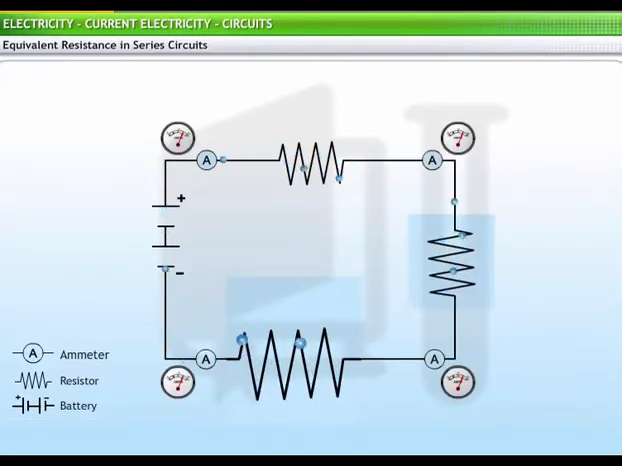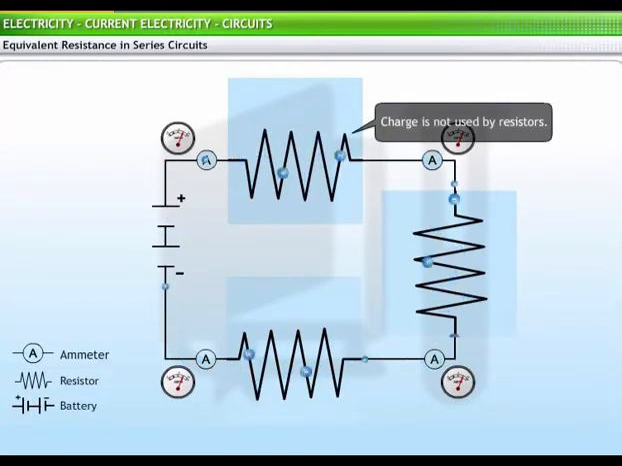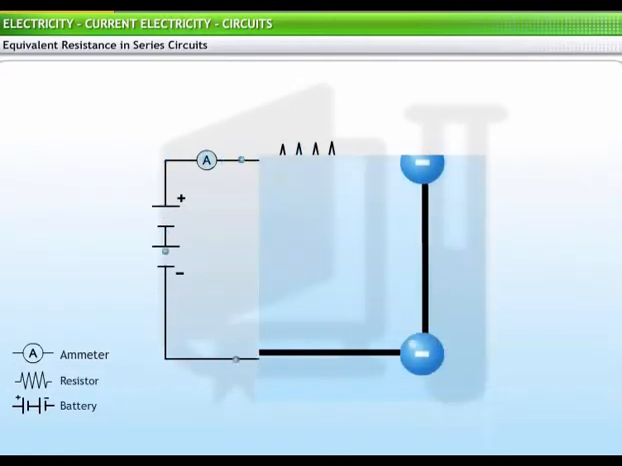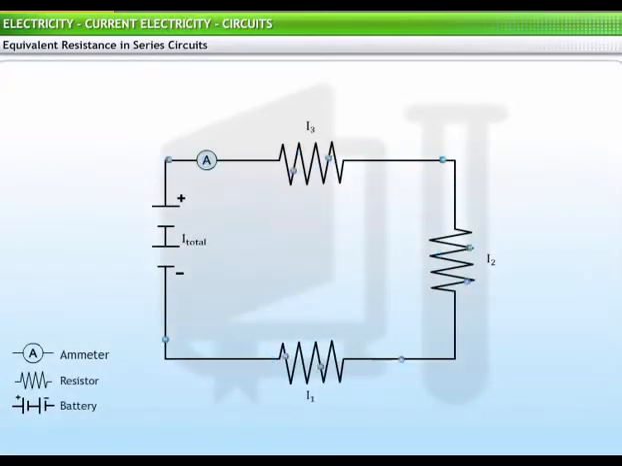Similarly, charge is not used by resistors. Therefore, the current at one location is never less than that at other locations. Thus, charges can be thought of as marching together through the wires of an electric circuit, all at the same rate. The amount of current flowing through the circuit is the same at all points. The current in the first resistor is equal to the current in the last resistor and the current in the battery. That is, the total current passing through a circuit is equal to the current at any point in the circuit.